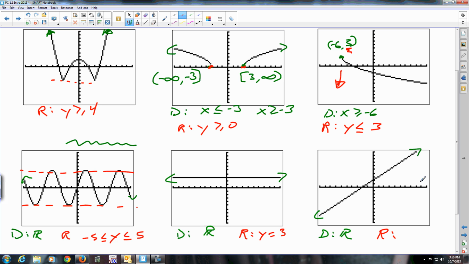This one, can the graph go as high as it wants? Yeah. As low as it wants? Absolutely. No holes or gaps, so your range is all real numbers. Okay? You guys are going to get how to do domain and range algebraically soon, but for right now, you're just doing it this way.